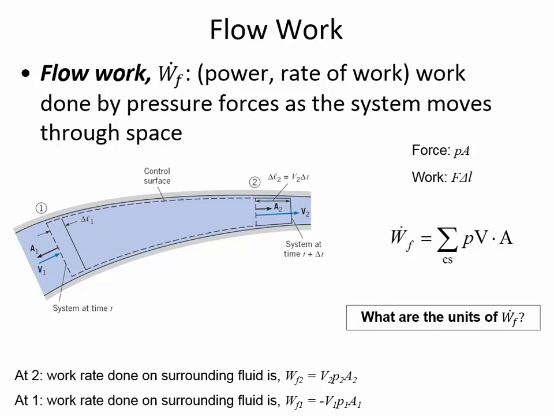So what are the units of W dot, flow work, power or work? Anybody know what the units of W dot are? Let's look at that by multiplying the units together of each of the constituents. Pressure has units of newtons per meter squared. Velocity has units of meters per second. Area has units of square meters. And so this cancels out, that cancels out. So we've got a newton meter per second.